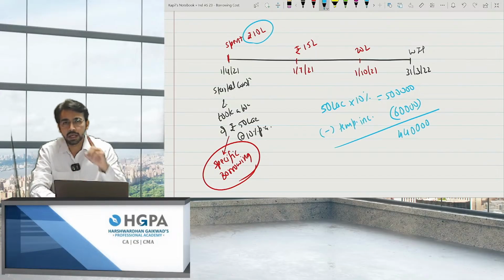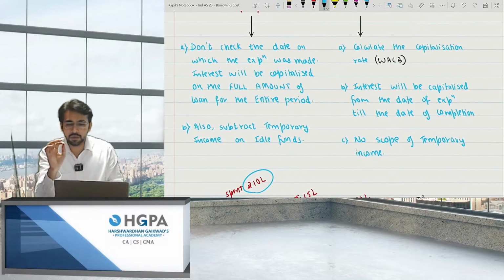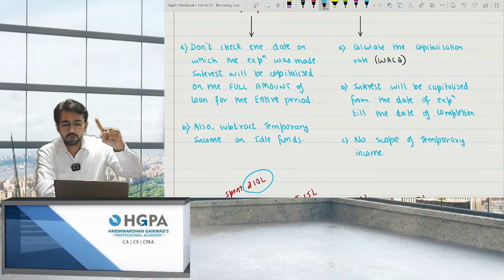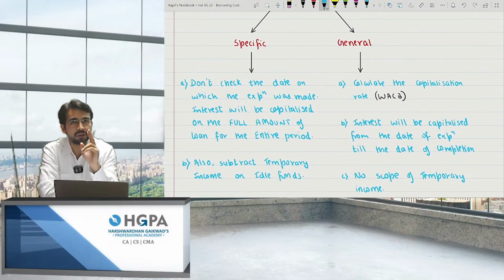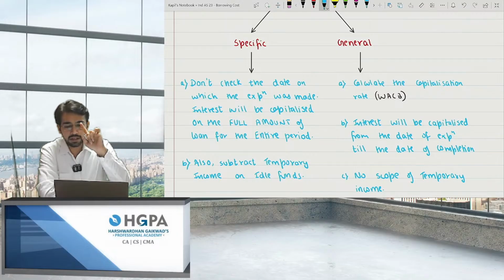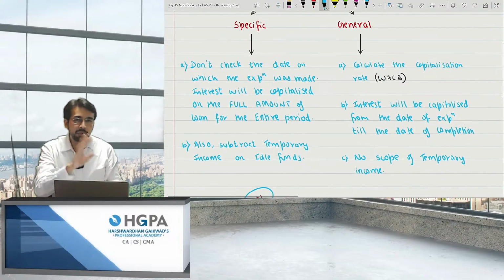This was the scenario. If it is a specific borrowing, I'll read it again. Don't check the date on which the expense was made. Interest will be capitalized on the full amount for the entire period. Also subtract temporary income on idle funds. This is the case when it is specific borrowing. I will not check the dates. I will check the date from when it started capitalizing, and I will end till the completion date. Okay. Now what do you mean by general borrowing?